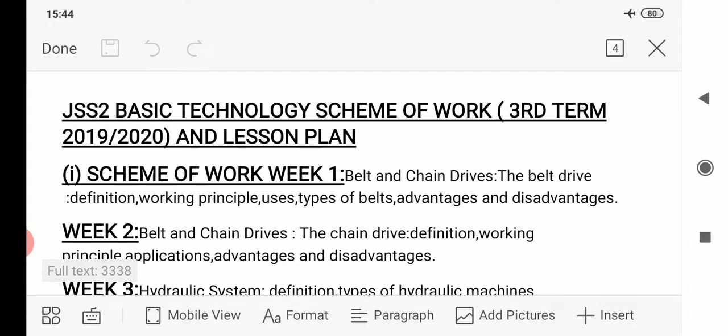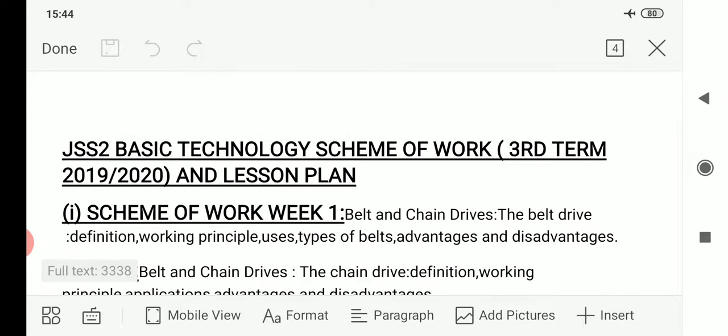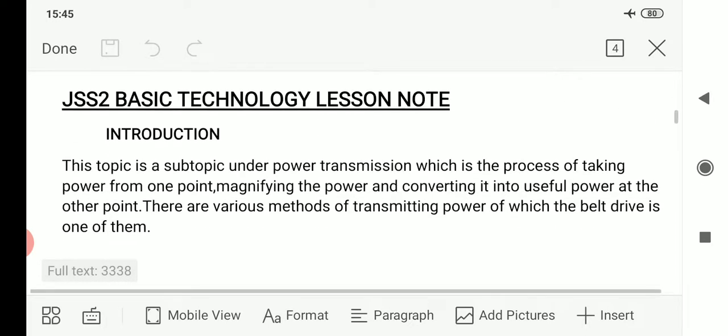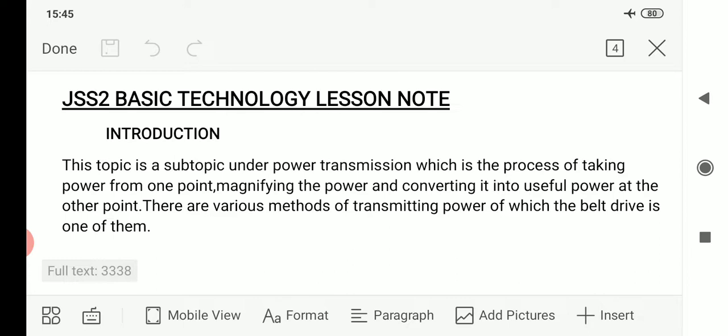Belt and chain drives are the two major drives employed in power transmission. So they are related to power transmission because without them, power cannot be transmitted from one point to the other in any machine. That is why before we start the subtopic under this major topic, belt and chain drives, we have to introduce how the belt drive works and what it is related to.